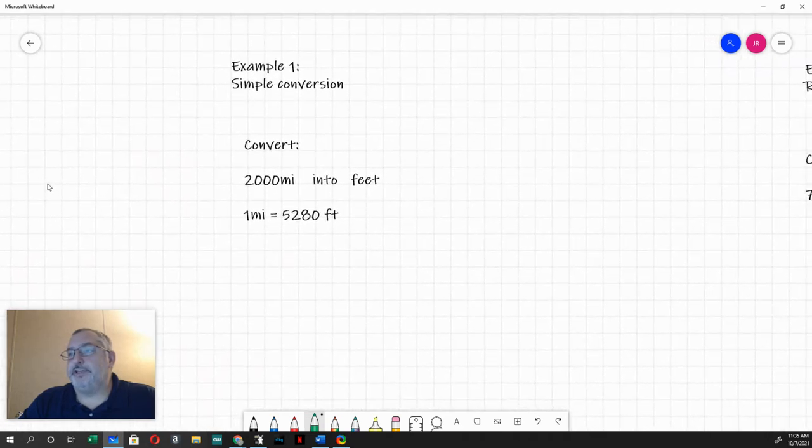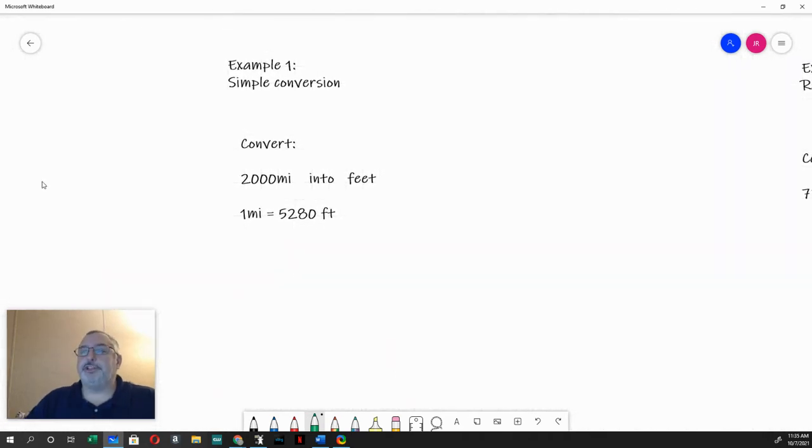Here's our first example. This is a simple conversion. For all these conversions, I am going to use dimensional analysis. I know there's different ways to do this, but if you stick with this method, it's going to help you, especially when you get to the rates. What I'm asked to do here is, I've got 2,000 miles. I'm asked to convert it into feet.